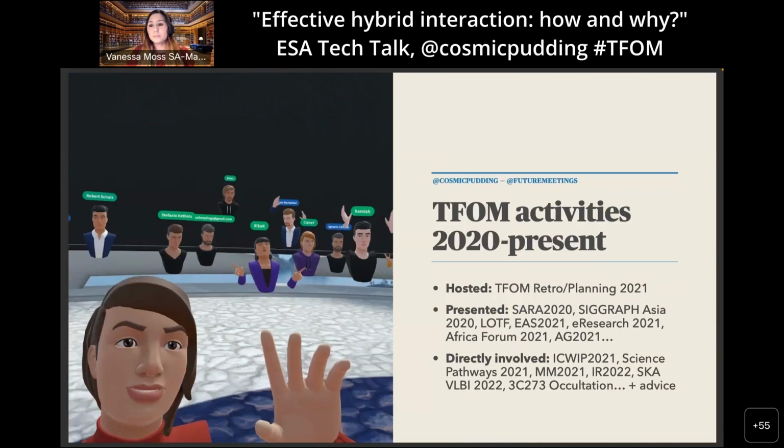So in terms of some high-level activities that we've been involved with over the last couple years since TFOM itself, we had a retro planning workshop in 2021, which was mostly TFOM and interested people that got involved in TFOM since the symposium itself. And as part of that, we were thinking, okay, what can we do to further the outcomes and help make a positive difference? So that's one of the things we actually ran.